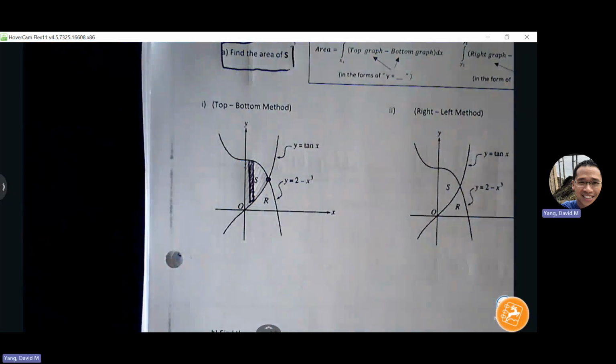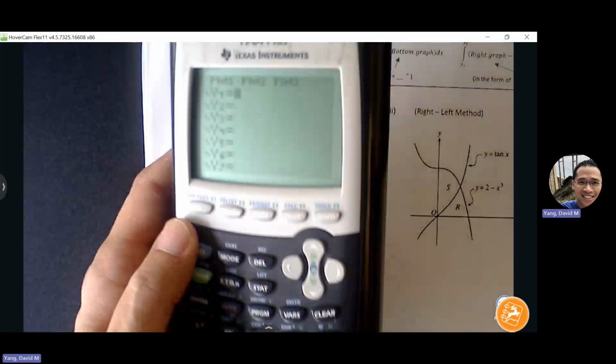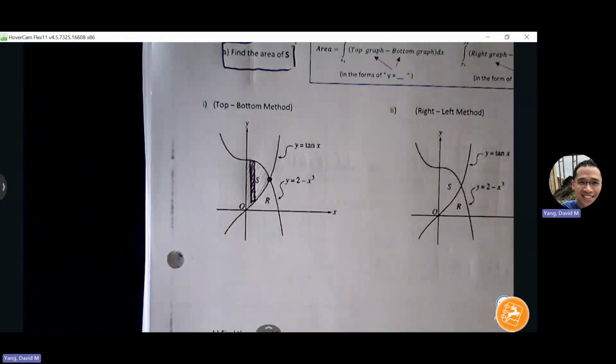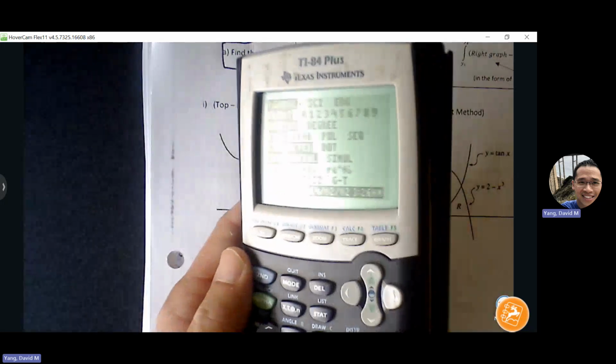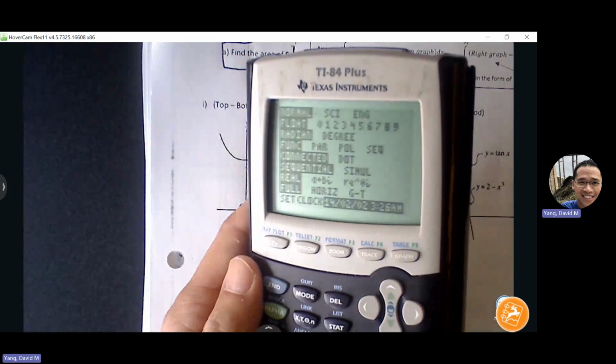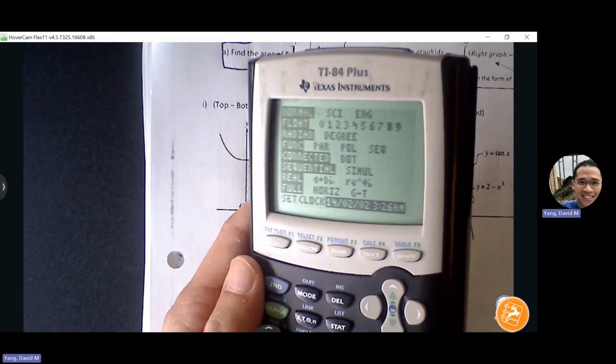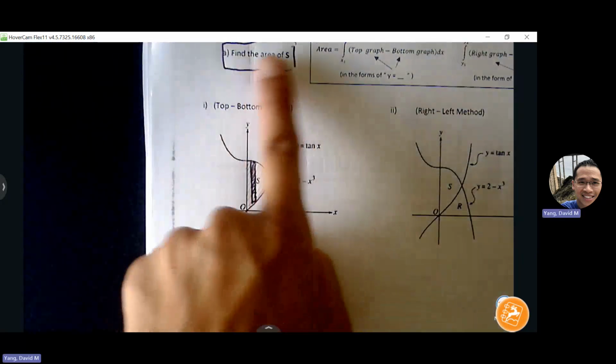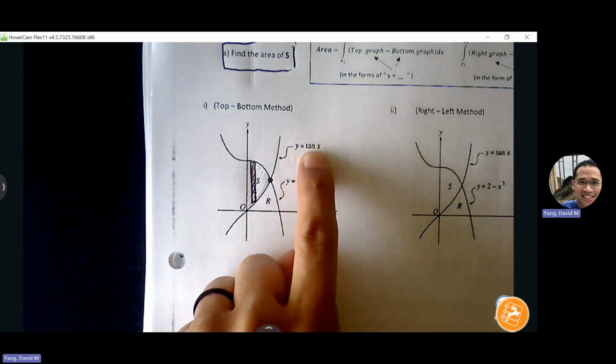Okay, so we're going to make the calculator find the intersection for us. So you'll go to y equals. For y1, I'll type in tangent of x. Make sure that you are always in radian mode. Degree mode is only going to impact you if you're dealing with trig, but we're always in radian mode.